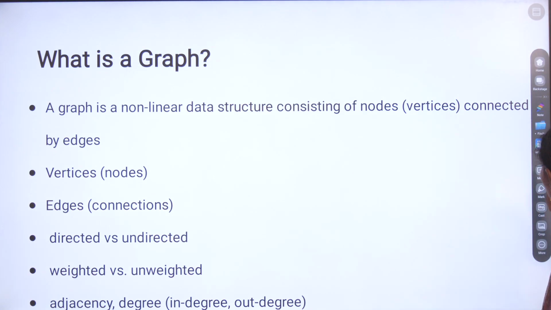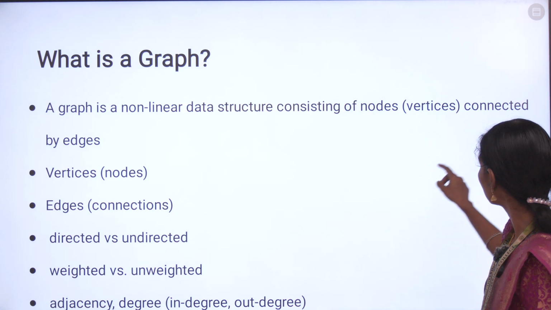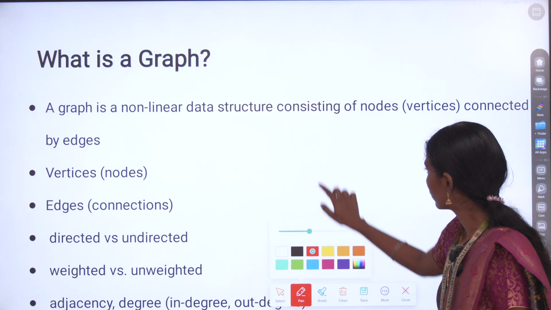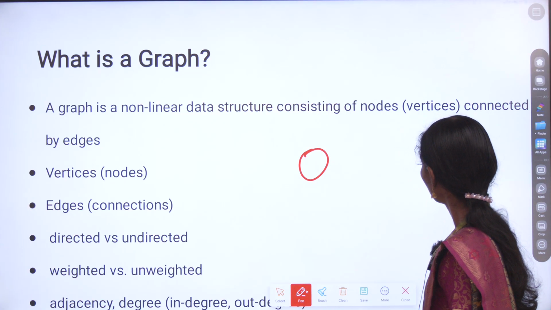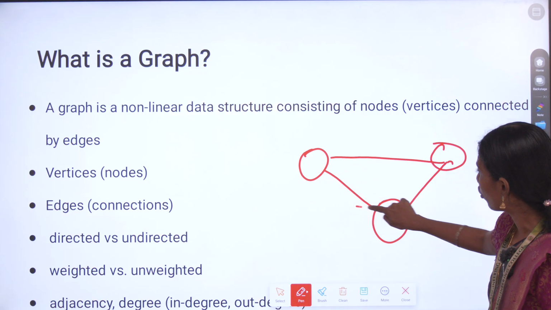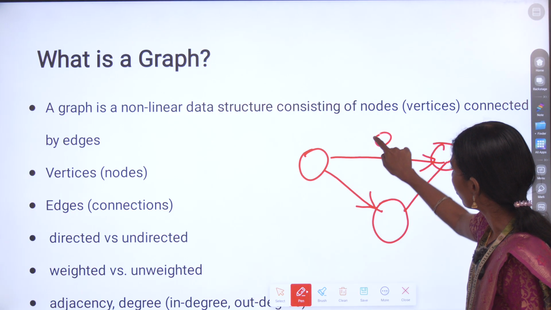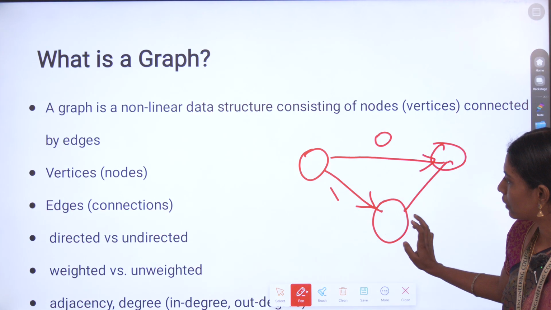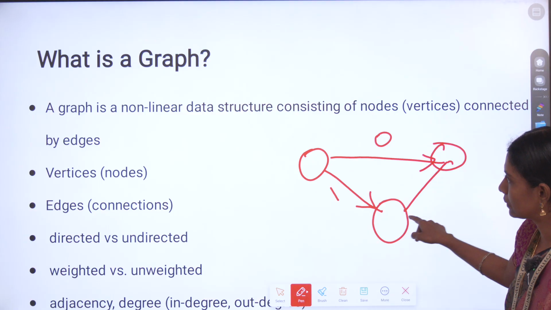A graph is connected nodes and edges. It may be directed or undirected, weighted or unweighted. It may be cyclic or acyclic, and it contains nodes with adjacent degrees.